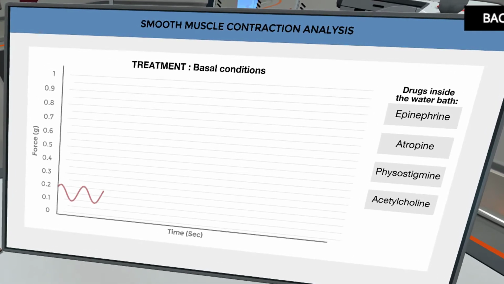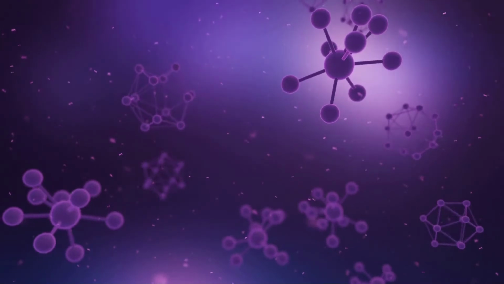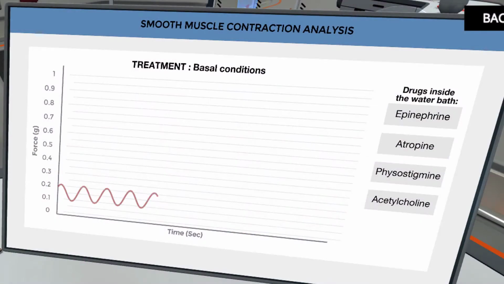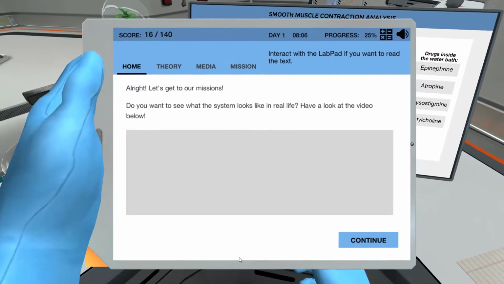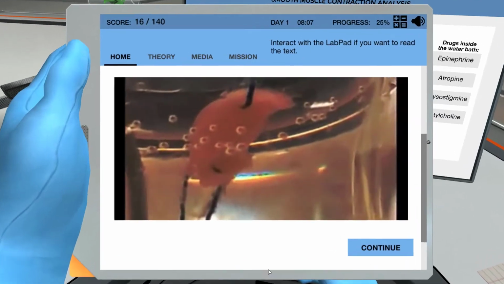Marvelous human. You can see the muscle contraction, because you're using the Tyrode solution. It contains different salts, such as phosphates, bicarbonates, magnesium, and calcium. Out of these, calcium is one of the most important, as it plays a crucial role in smooth muscle contraction. Alright, let's get to our missions. Do you want to see what the system looks like in real life? Have a look at the video below.